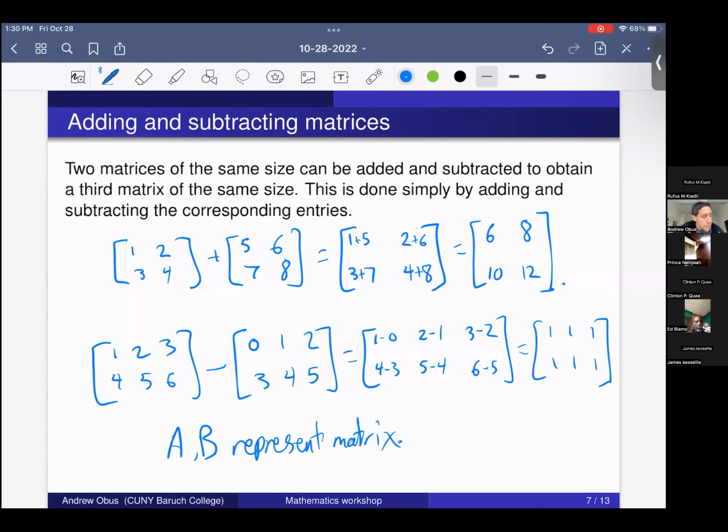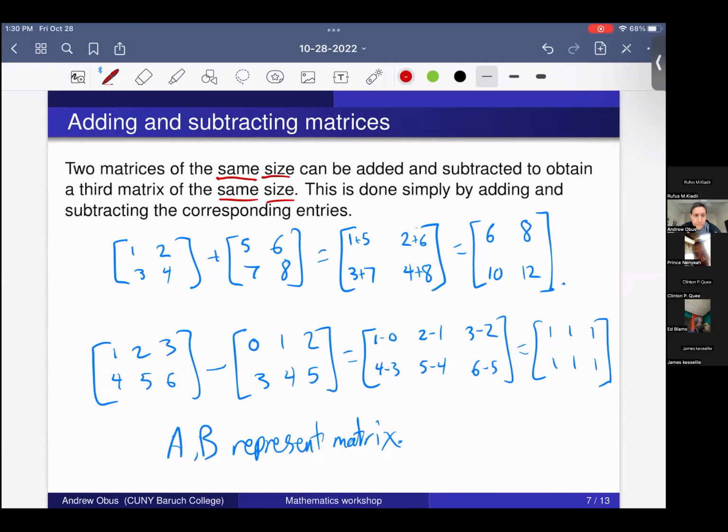Is it possible to add or subtract two matrices if the dimensions are not the same? No, it's undefined if the dimensions are not the same. The matrices absolutely have to be of the same size. Size means dimensions, so they have to be the same size if you want to add or subtract them.